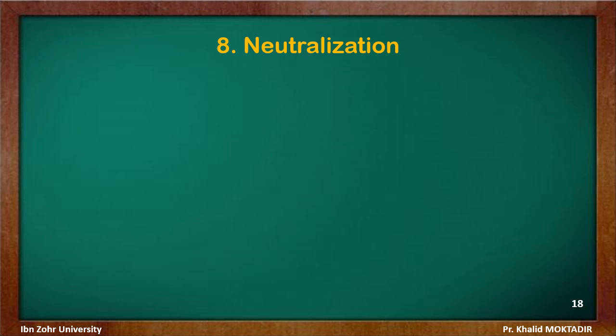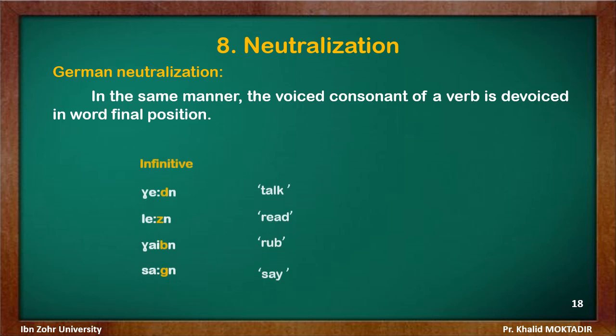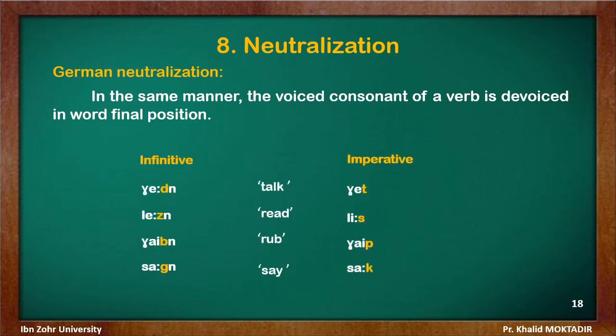The same process happens in verbs when we move from the infinitive to the imperative. We have reden, red, essen, lies, reiben, ripe, and sagen, sag. So the consonant in word final position, we only find the voiceless counterpart. This is a case of neutralization.